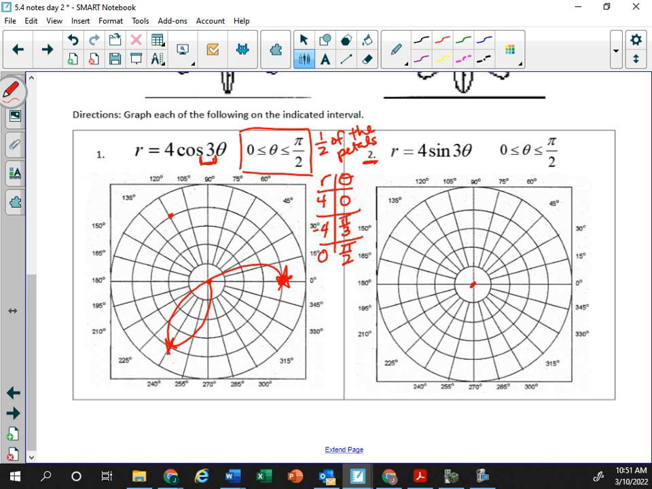But why is it specifically the one in the bottom left for that one? If I plugged in thetas between 0 and pi over 2 and went in order, this would be point number 1, this would be point number 2, and this would be point number 3. This is what I get when theta equals 0, this is when theta equals pi over 3, and this is when theta equals pi over 2. What about the 2 pi over 2? That's beyond pi over 2. So that's why we don't graph anything in that second quadrant on this one.